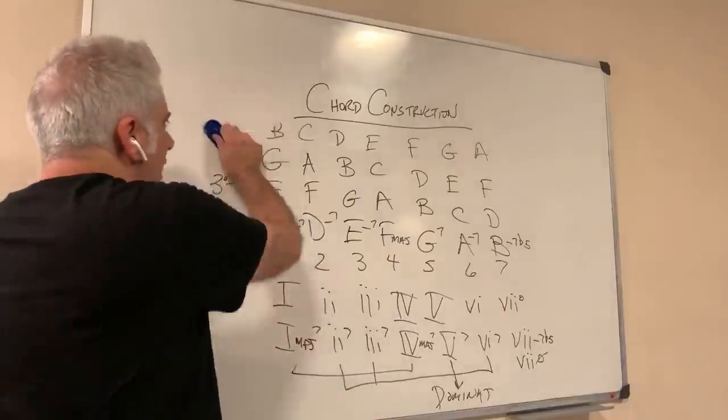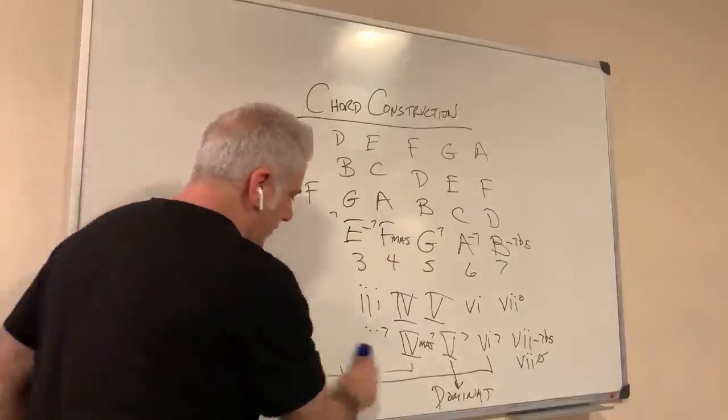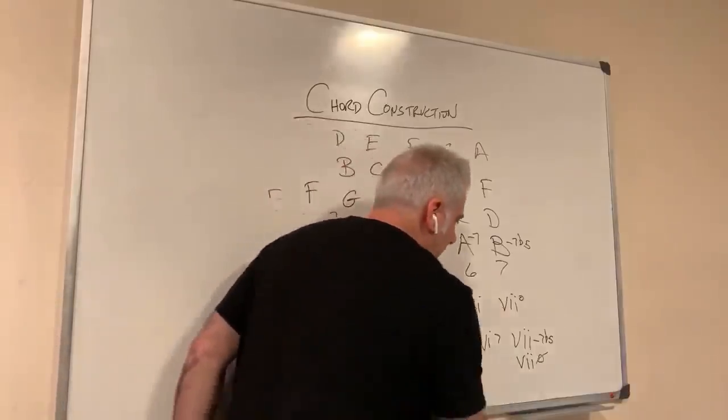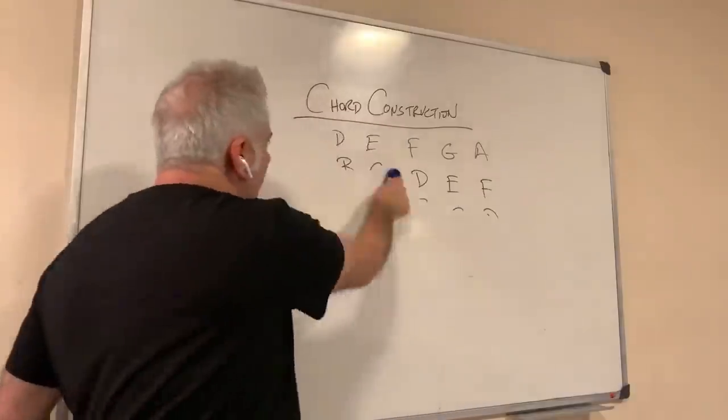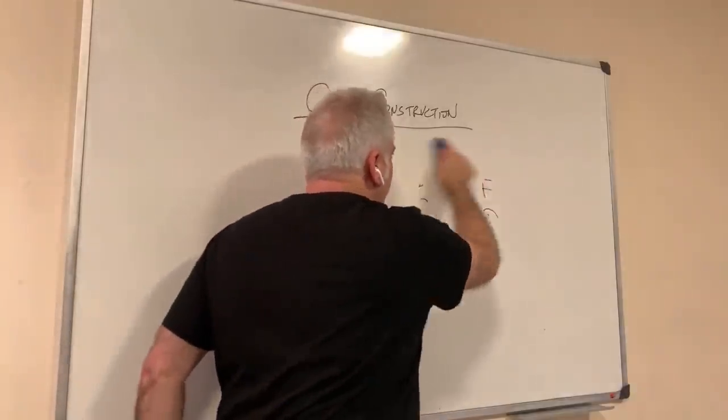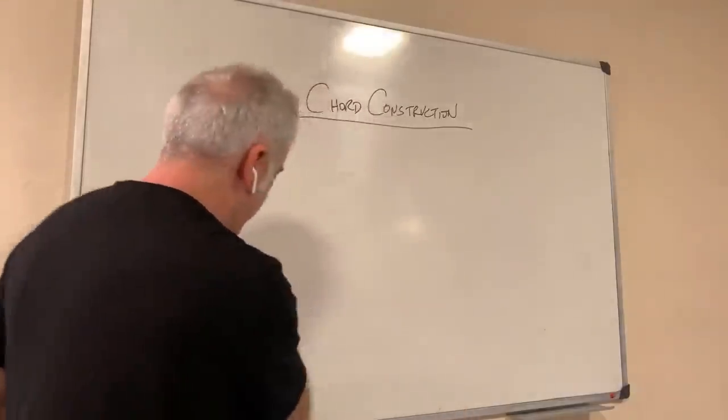Now, I want to just talk about extended chords real fast. I want to talk about sevenths, ninths, and what that means, okay? So we'll start with C major, and we'll talk about the permutations of a C major chord, all right?